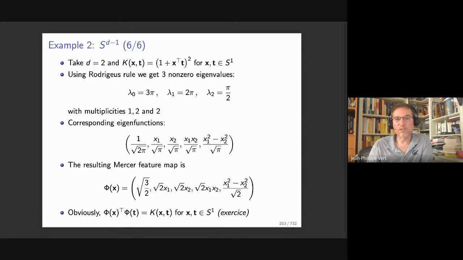For example, the first one would be square root of 3 pi, which is square root of lambda 0, times 1 over square root of 2 pi, which is the eigenfunction of LK. The square root of pi cancels, and we obtain square root of 3 divided by 2. You do the same for the other ones, and you get a vector representation of any point x. And of course, when you compute phi of x transpose phi of t, if everything is correct, we should recover k of x, t, because this is what Mercer's theorem told us. Obviously, you can check it directly using the property that x and t are on the sphere.